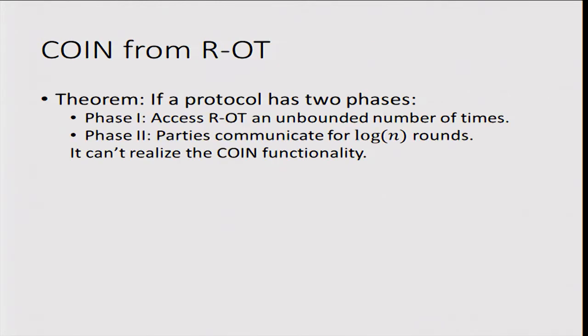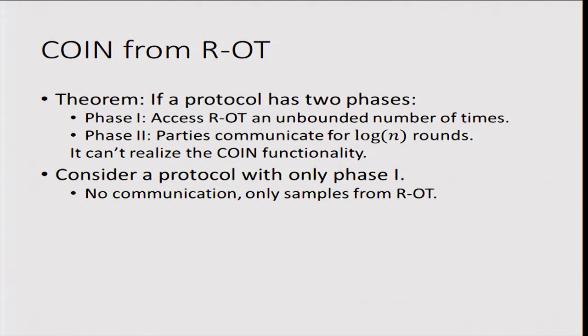If a protocol has two phases, such that in phase 1, the parties access OT any number of times as they want, and in phase 2 they communicate for log n rounds, then such a protocol cannot realize the coin functionality. For the purpose of this talk, let us focus on a protocol that has only phase 1. That means the parties do not communicate, they only get samples from randomized oblivious transfer.